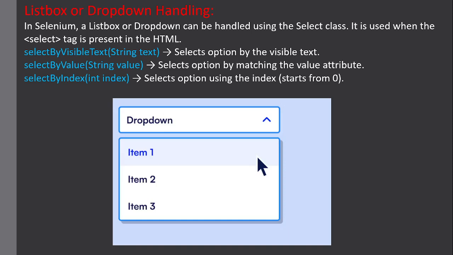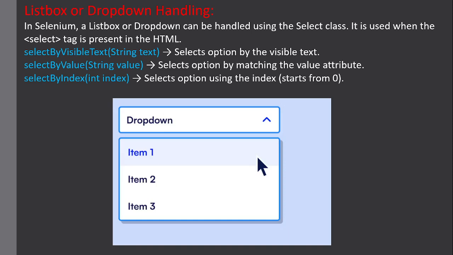First, selectByVisibleText, with the argument String text. Selects the option by the visible text. Second way, selectByValue. We are passing the argument as String value. Selects the option by matching the value attribute. Then third way, selectByIndex. We are passing the argument as index. Selects the option using the index, which starts from 0. Below screenshot shows how the dropdown looks.